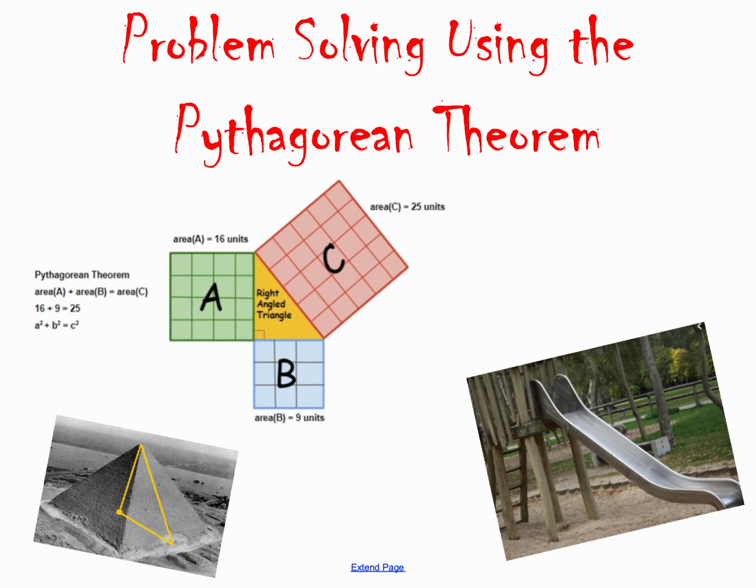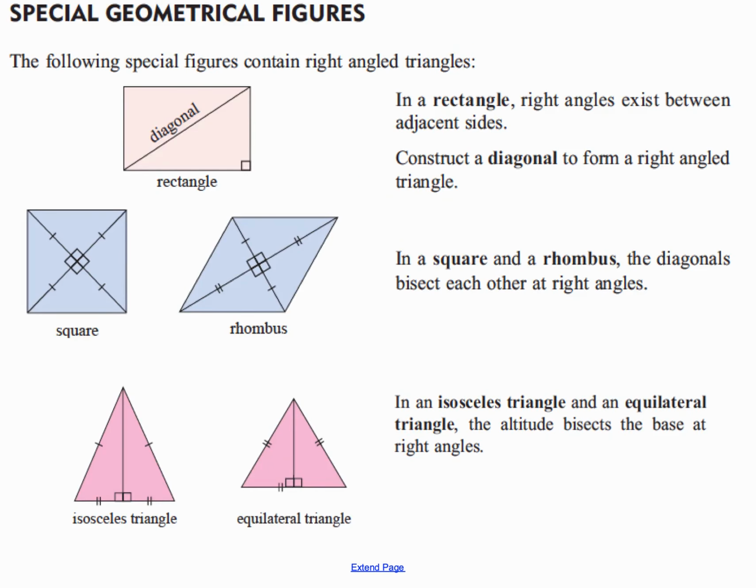Okay, first couple of things. Special geometric figures. We've got your rectangle. We've got the diagonal. All four right angles. You all know all about the rectangles. And a square and a rhombus. A rhombus is a quadrilateral where all four sides are equal. The biggie is that in a square and a rhombus, the diagonals bisect one another and form right angles right here. They intersect at right angles. This side equals this side equals this side.